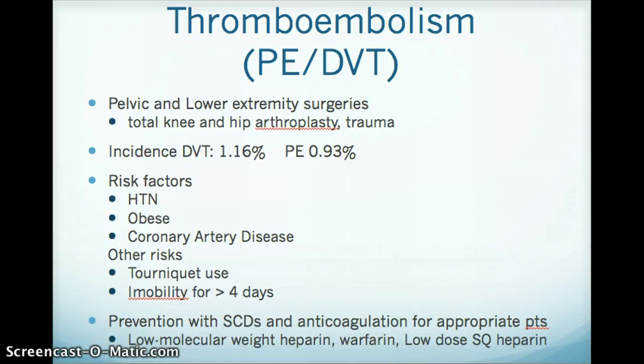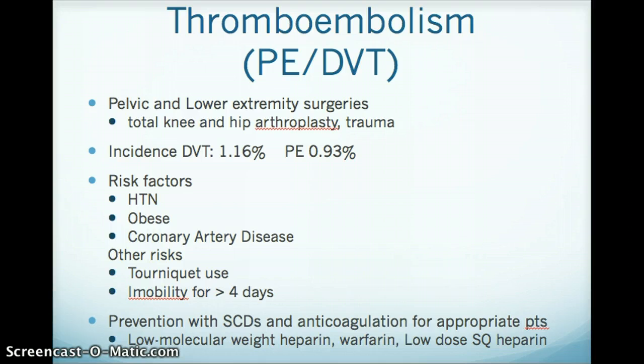The formation of thromboembolism is highly associated with pelvic and lower extremity surgeries. A study performed by Gudipati et al. showed an incidence of 1.16% for DVTs and 0.93% for pulmonary embolisms in patients undergoing orthopedic surgery. It also identified hypertension, obesity, and coronary artery disease as risk factors associated with thromboembolism formation.